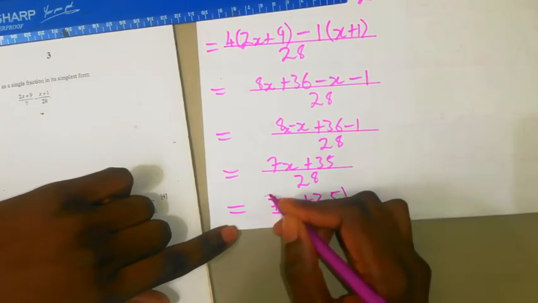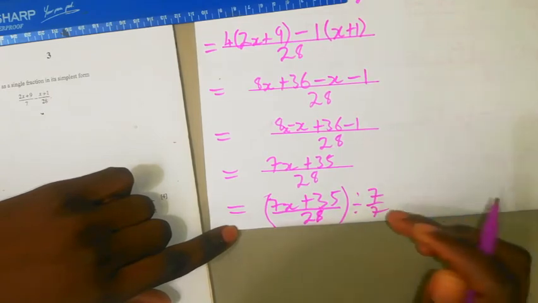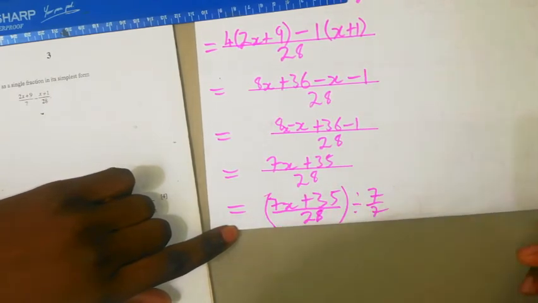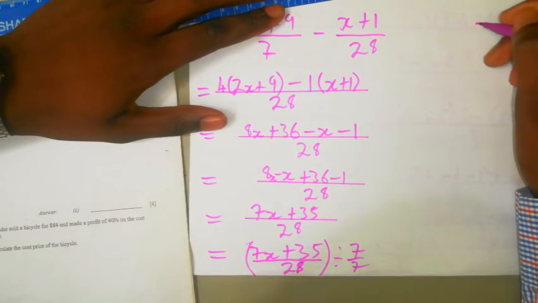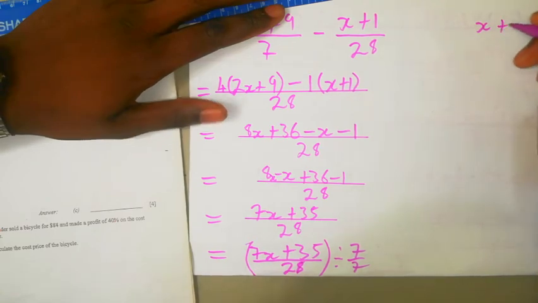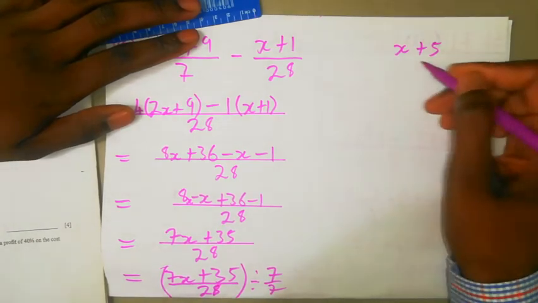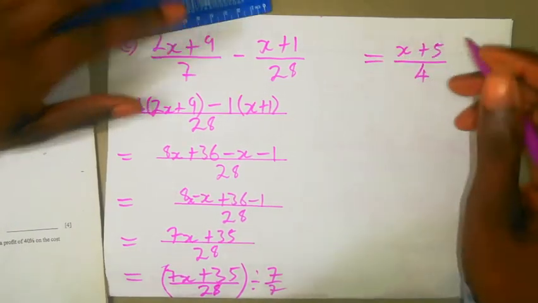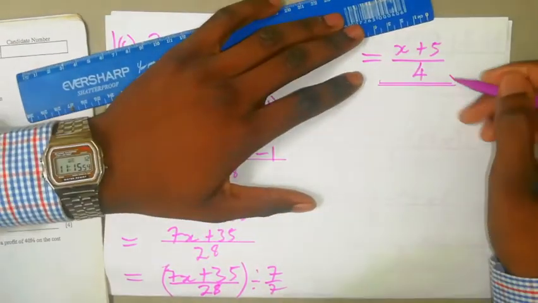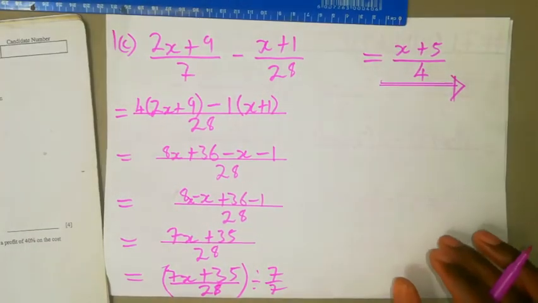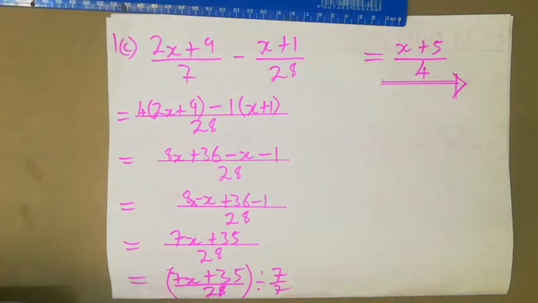This is your 28. So it's divided by what? 7 over 7. So this 7 is going to divide that and this one here. So you're going to obtain x plus 5 over 4. That is your final answer. So this is the reason why this question was 4 marks. That is June 2016.